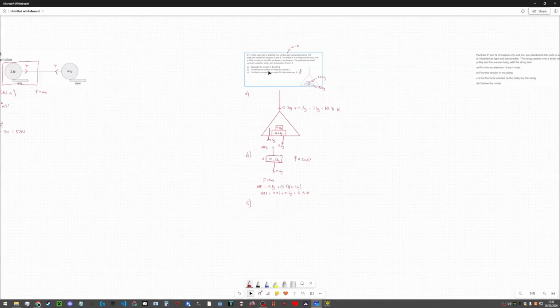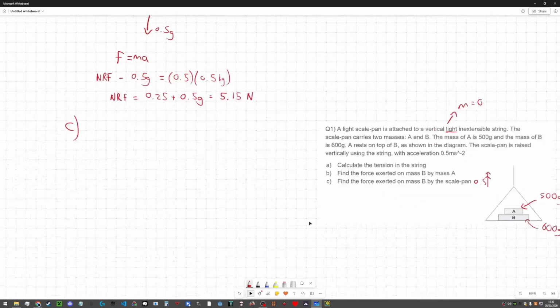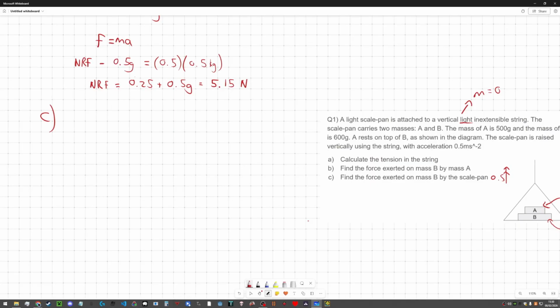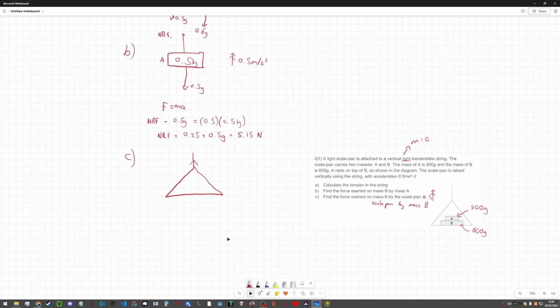Alright, question C. I'm going to move this question down so we can see it a bit better. Find the force exerted on mass B by the scale pan. Right, here we can do the same trick as last time. We can find the force on the scale pan by mass B. So drawing our scale pan, you know it's got an upwards force of 10.8 newtons.